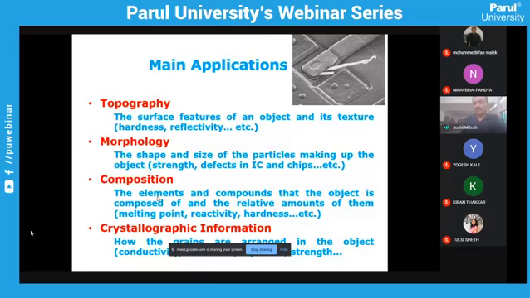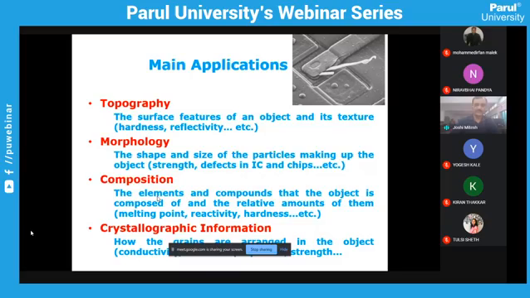Morphology is an important thing where you have semiconducting materials. It defines the shape and size of particles, and what constituent particles make up the object. That is the important thing. So strength and defects in ICs and chips are generally studied by using morphology.